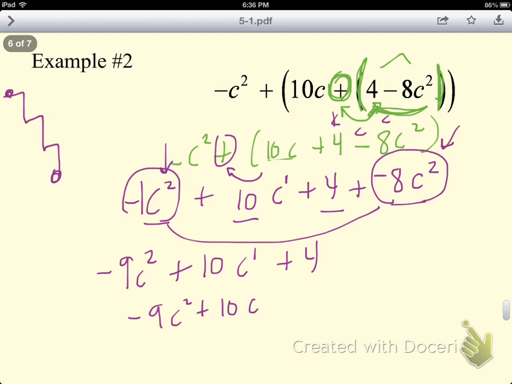So simplified form is reducing the number of symbols you use to write equivalent expressions, and also making sure that none of the terms are like terms that you would add together. So none of those terms are like terms, so that's as simplified as it gets.